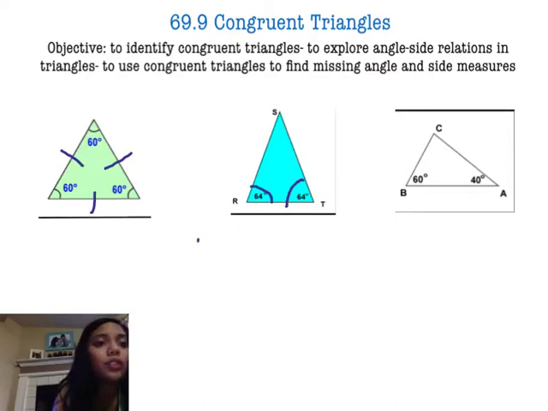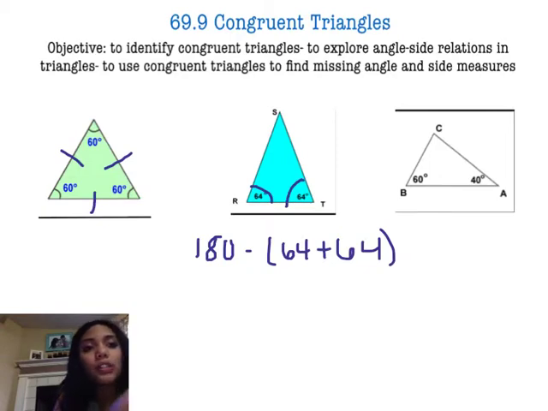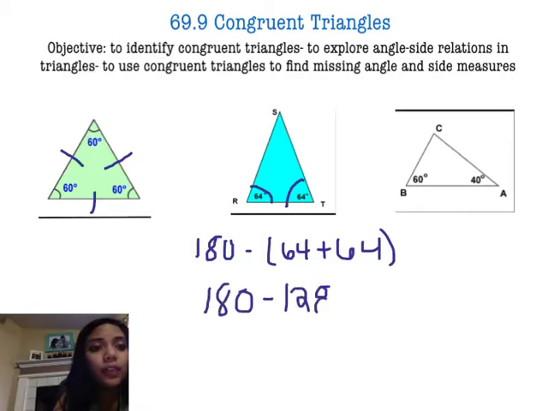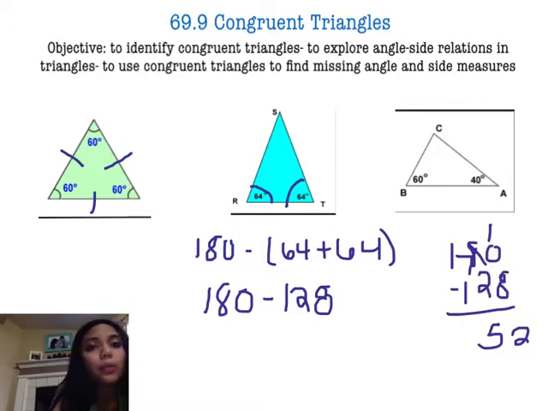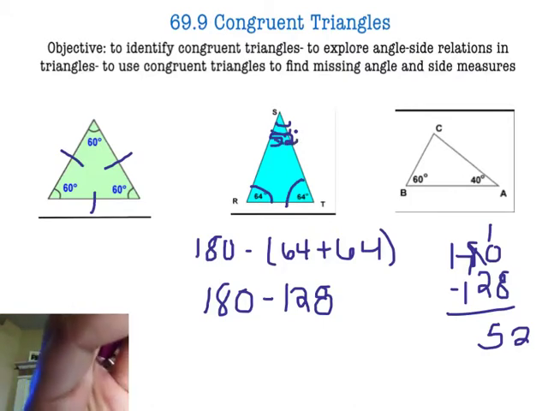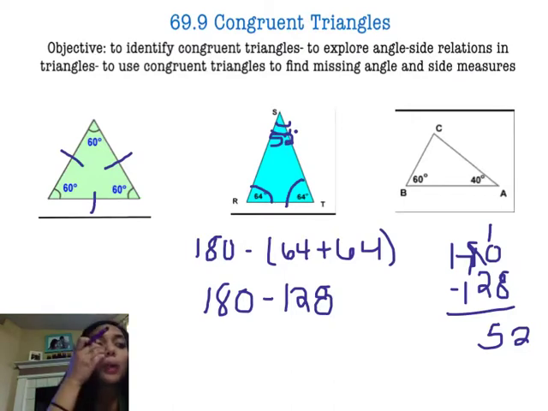So to find the other one, you'd have to do 180 minus 64 plus 64. I would add first 64 plus 64, 120 plus 8 is 128. So 180 minus 128 would be 52 degrees. So this one over here is 52 degrees. That's not equal. To indicate that it isn't equal, I use a different angle mark. So I would use 2 angle marks.